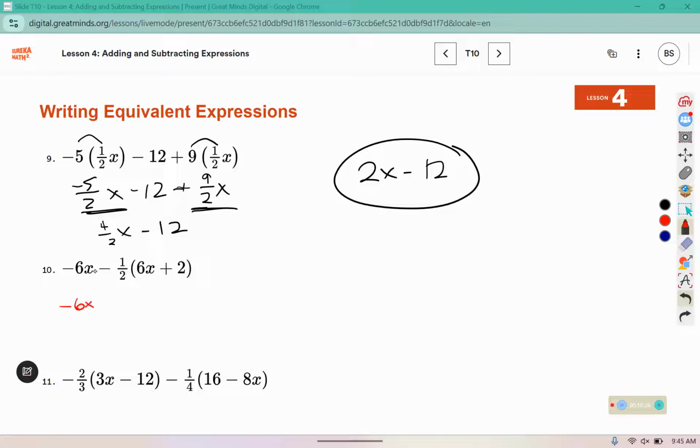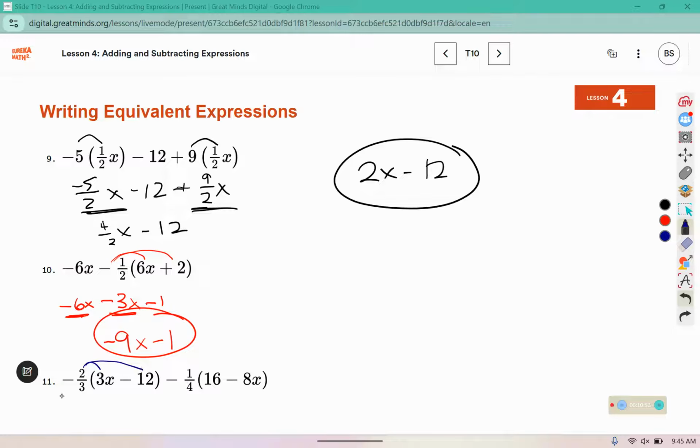This negative 6x isn't touching a parenthesis, so it doesn't have to get distributed. But this negative 1/2 is going to get multiplied in. Negative 1/2, so half of 6 is 3, but it would be negative. Half of 2 is 1, but it is also negative. Combine our like terms. Negative 6 and negative 3 add together to make negative 9x minus 1.